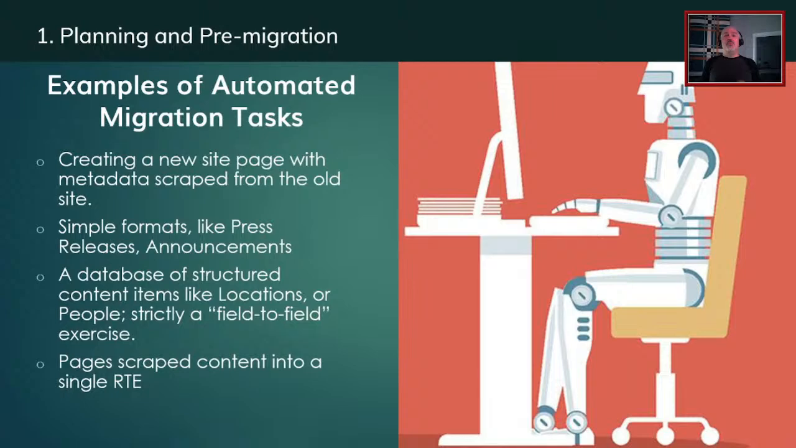Automation won't ever be moving the whole entire site at once. It works better when it's divided into smaller pieces that the authors can then use to assemble your pages. And again, it works best for items that are in simple, consistent formats like press releases or databases of structured items like locations or people. Content can also be scraped and added into a single RTE field that authors will need to reformat into a better layout, moving it into other components or just changing the layout of the text.